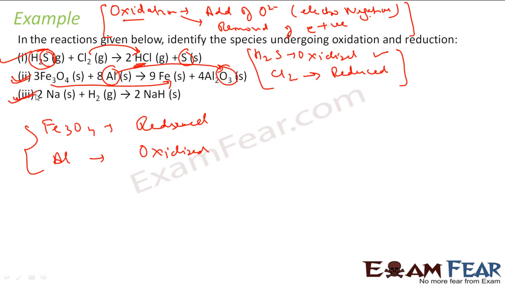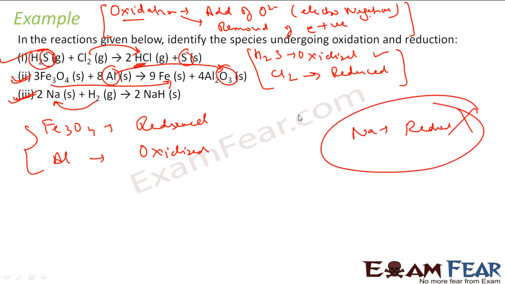Let's take this one. This is critical. Na plus H2 becomes NaH. With the current definition, it looks like we add hydrogen to sodium, and hydrogen is an electropositive element. So addition of an electropositive element is reduction. With the current definition, it looks like sodium is reduced. But that is not the case.